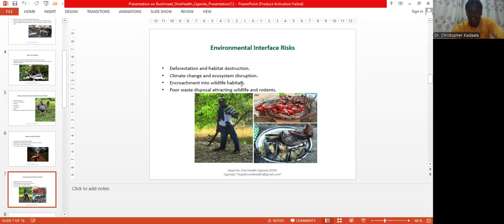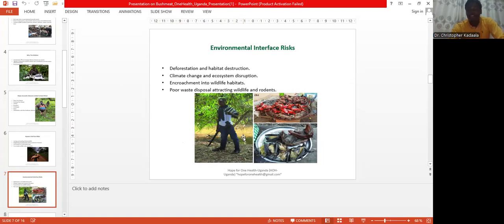Climate change and ecosystem disruption. Encroachment into wildlife habitats. This is a common habit in Uganda. People go into the wildlife habitats and start hunting. Poor waste disposal attracting wildlife and rodents. This is very common in most urban areas.